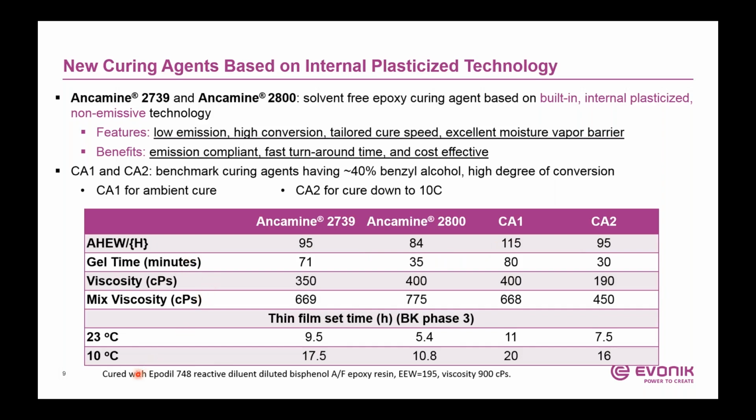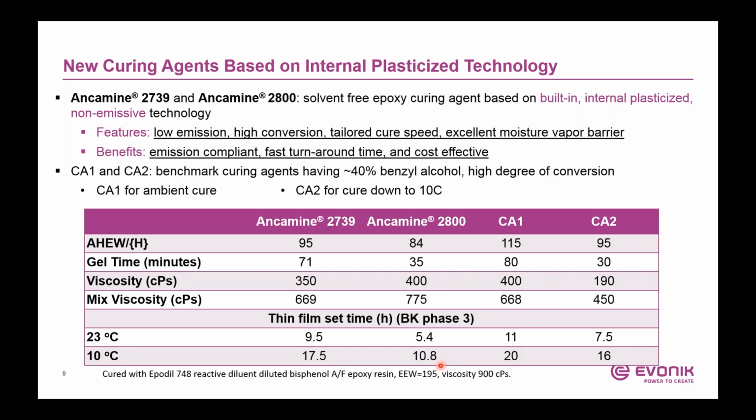And again, these were actually cured. So these are the curing agents. The resin side was the bisphenol A, bisphenol F blend epoxy resin. Also, there was some monofunctional Epodil 748 material in the resin side. And the key takeaway here is that even though 2739 and 2800 do not have external plasticizer, you can see you still have very low viscosities and similar gel times to a standard curing agent.